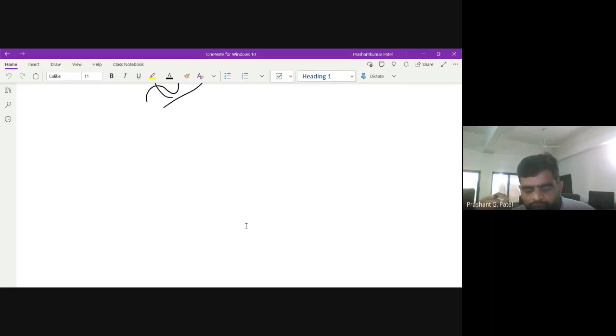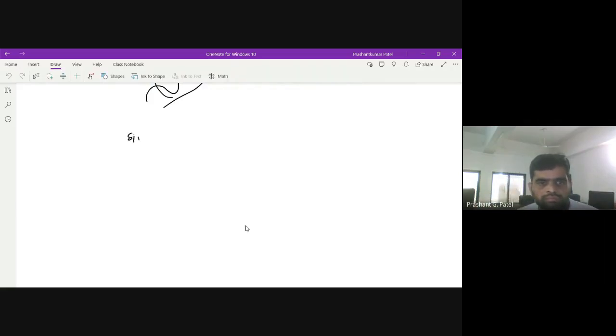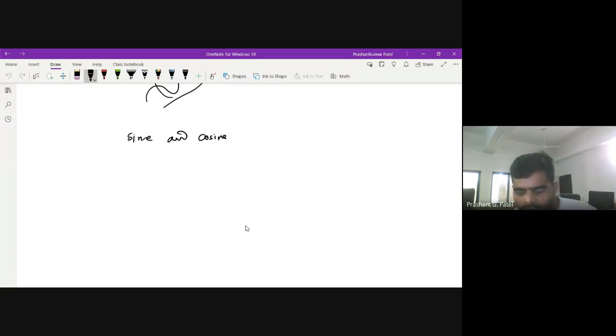So it is sufficient to define or deal with the sine function and the cosine function, because using these two functions, the other four trigonometric functions can be defined. And our approach to deal with the sine and cosine function is similar to the approach we took for the exponential function.